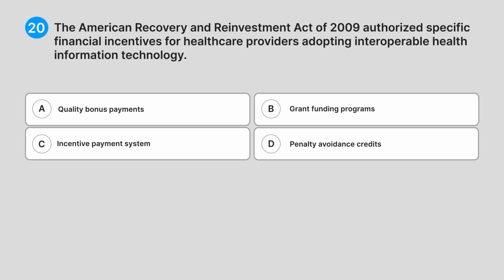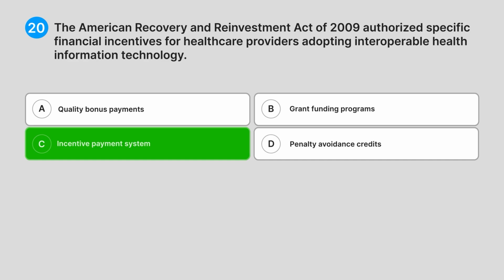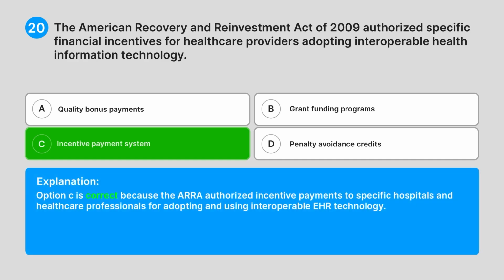Correct answer. C. Incentive payment system. Explanation. Option C is correct because the ARA authorized incentive payments to specific hospitals and healthcare professionals for adopting and using interoperable EHR technology.